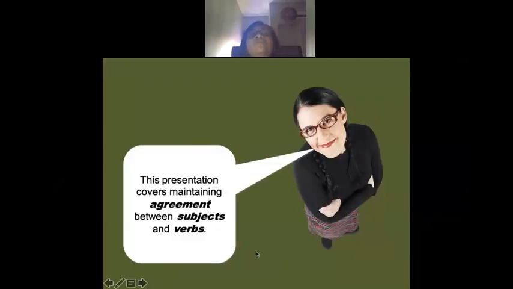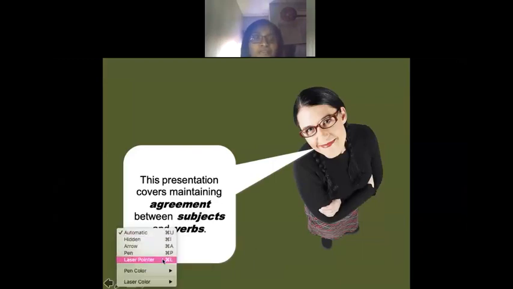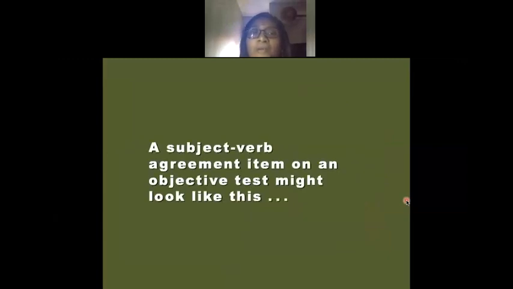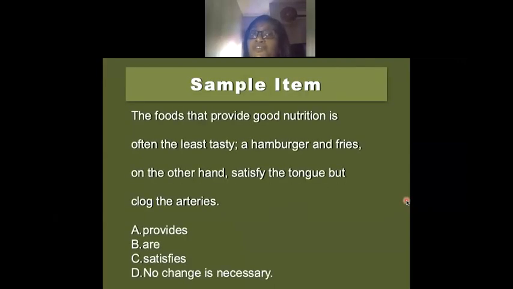So most of the focus of today's presentation is going to be on the agreement or the rule between the subject and verb. So remember, the subject is the main driver of the sentence, and the verb is the action or the process that's taking place in the sentence. So a subject-verb agreement item on an objective test might look like this. A sample of a question.